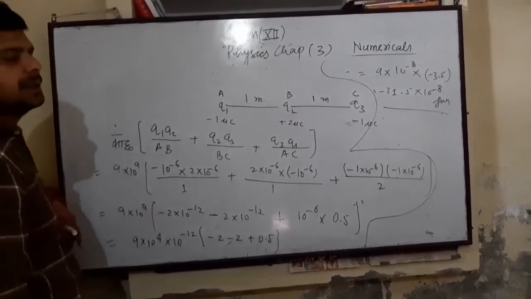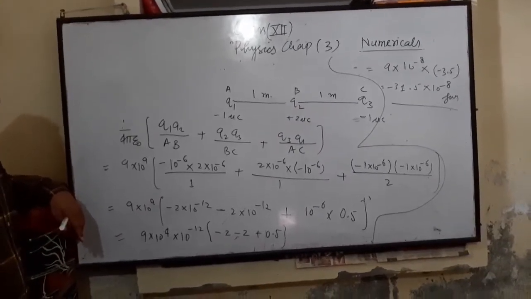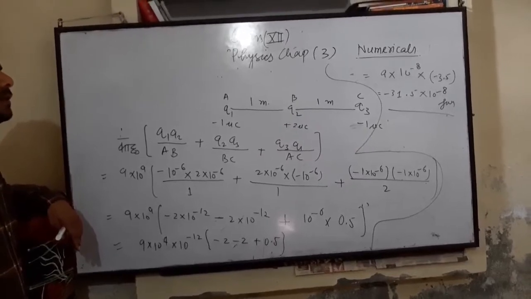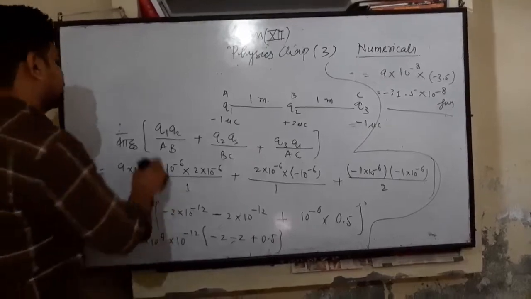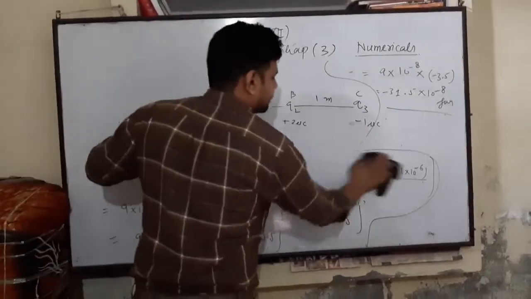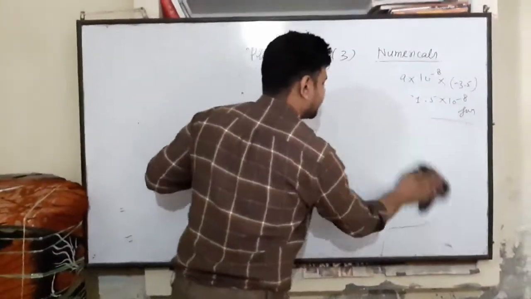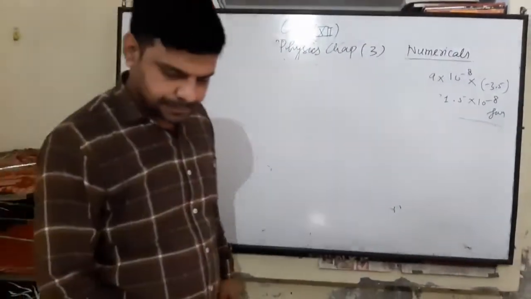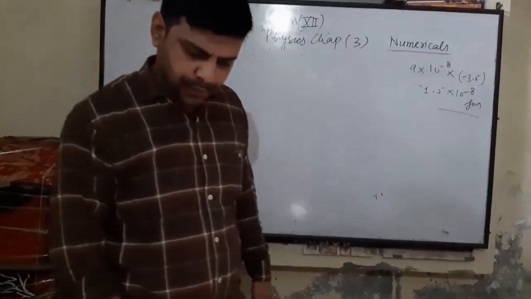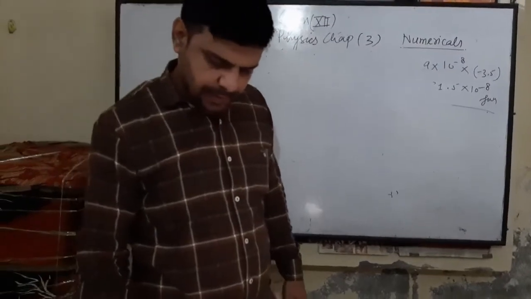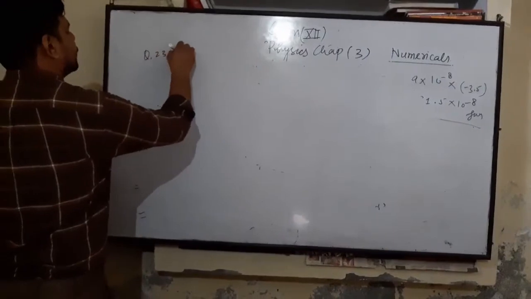Always remember, if we have more than two charges and we want to find the total potential energy of the given charge system, then we have to make pairs of charges. Now question number 23 and 24 you will do yourself.